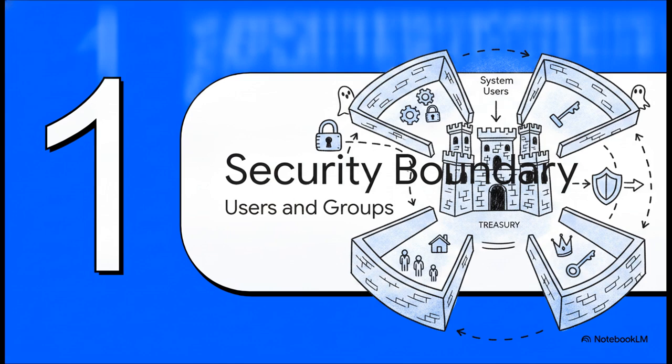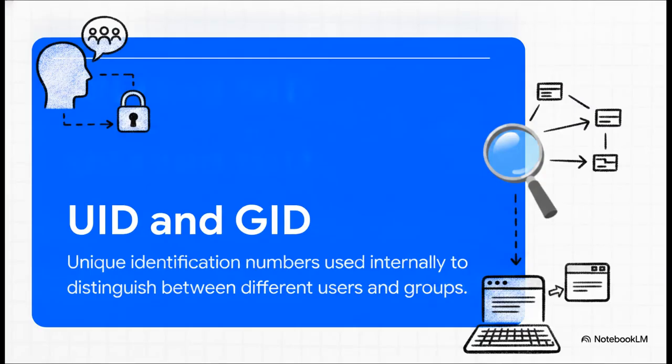Part 1, the digital security boundary. Let's talk about users and groups. You can think of user accounts as the fundamental walls keeping our castles safe. They isolate system users, regular users, and the super users so they aren't constantly stepping on each other's toes.